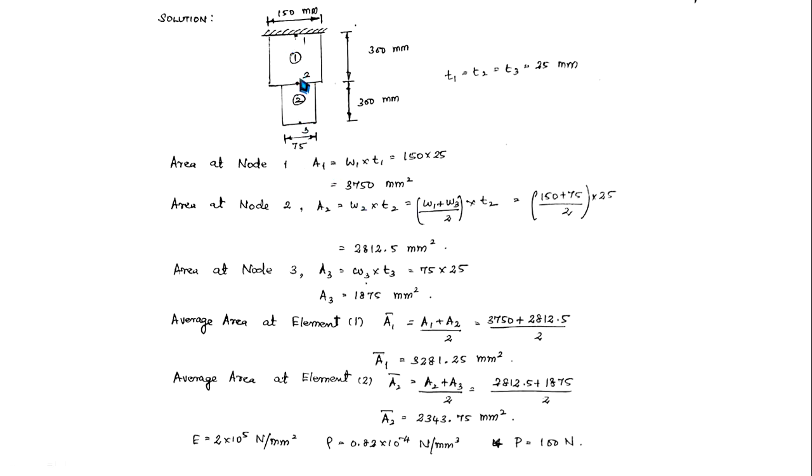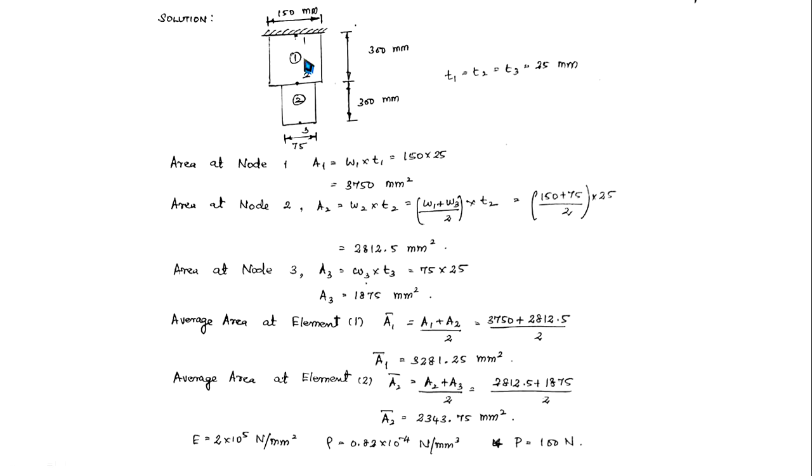Now you come to node 2. This is what the problem is. Now this node 2 belongs to both element 1 and 2, right? Node 1 belongs only to element 1, you can be very sure. But when you go for node 2, it is common for both element 1 and element 2.